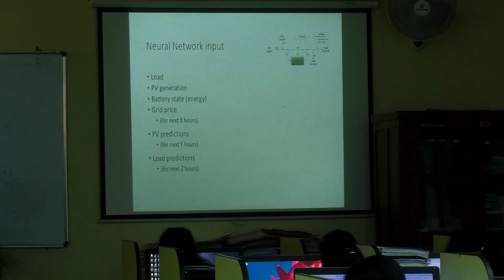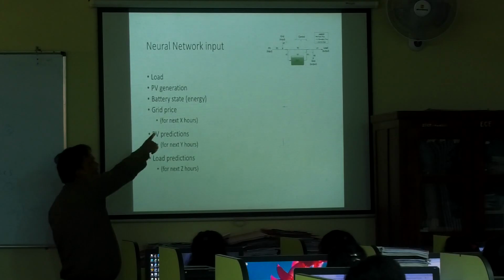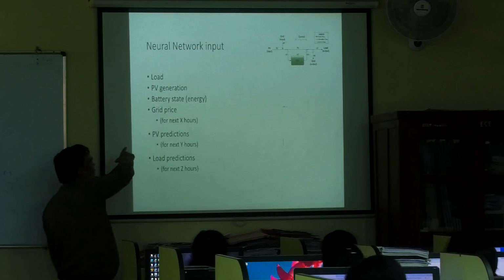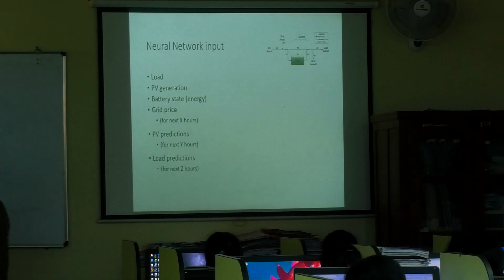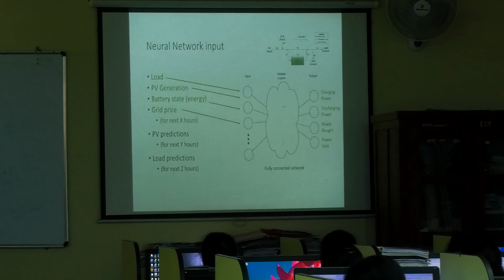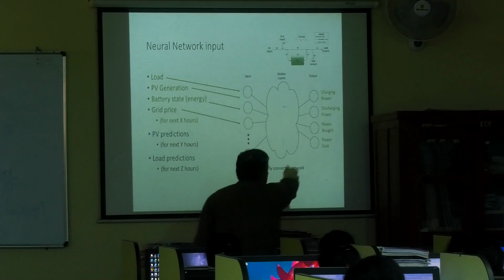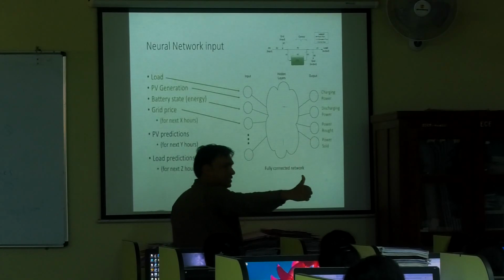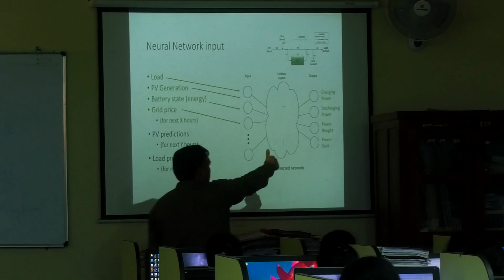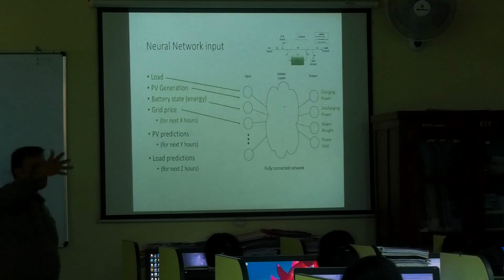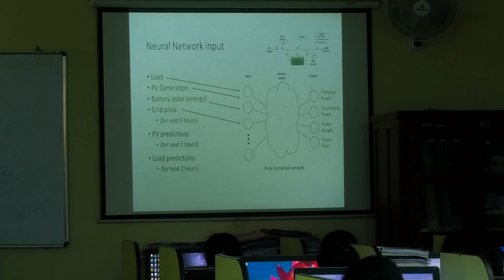So for the neural network input, the load and other inputs will be collected: PV generation, battery state, grid price, PV prediction or load prediction for the next hours. These are the network inputs. Then we can generate the model. This is the fully connected network, these are the hidden layers, and this is the output. What is the output? How much is the charging power, how much is the discharging power, the power bought and the power sold. How much power has been generated and how much power has been sold. This is the network based on this input that can be developed through the neural network.